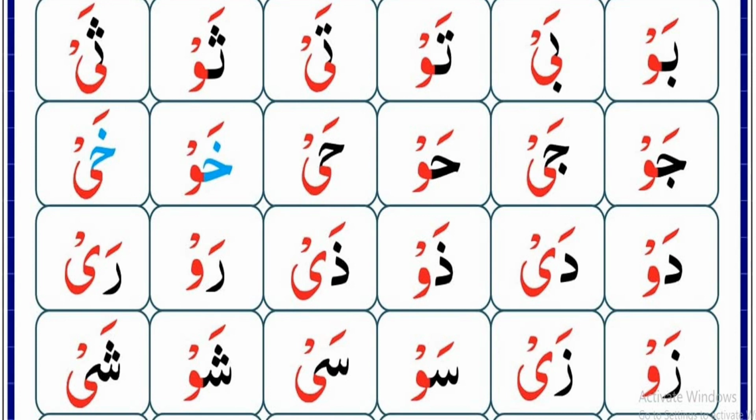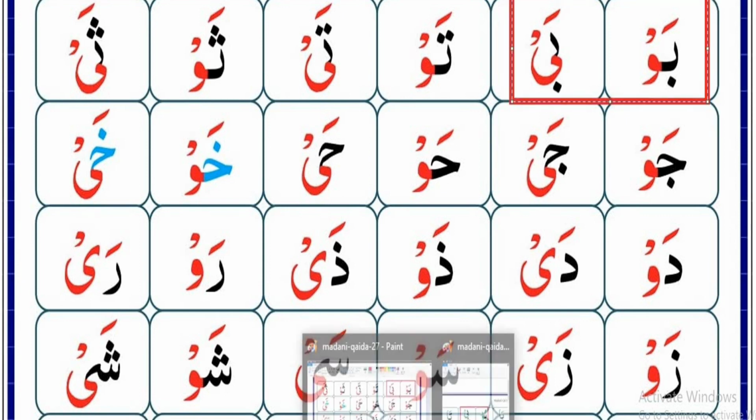So there are two Leen letters, Waw and Ya. If you remember in the lesson about the Maddah letters, we talked about the Maddah letters, that there are three Maddah letters, and those are Alif, Waw and Ya. So the three Maddah letters are Alif, Waw and Ya, and the two Leen letters are Waw and Ya.